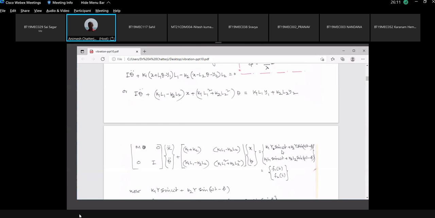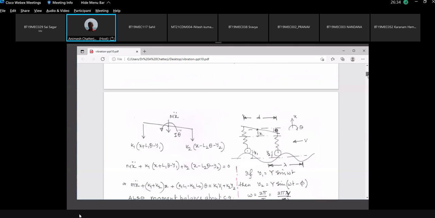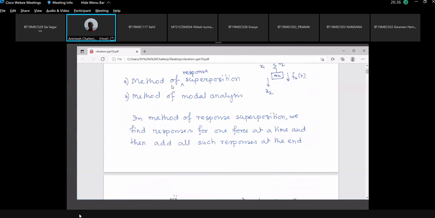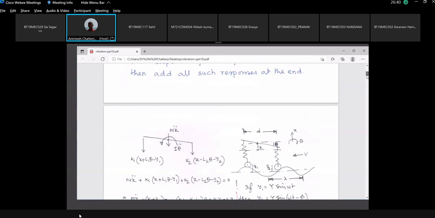So suppose we solve the same problem where we don't have the second force, even in the first case we have only one force, not the second one. If we can solve it, then we can solve this case also by what is known as the method of superposition. I have written it here. Method of response superposition. That means we find out the solution one by one.